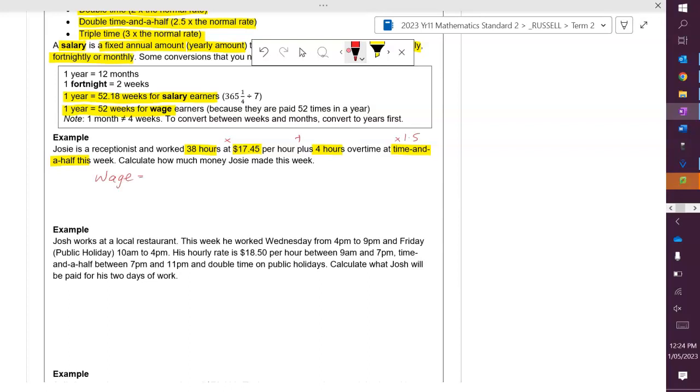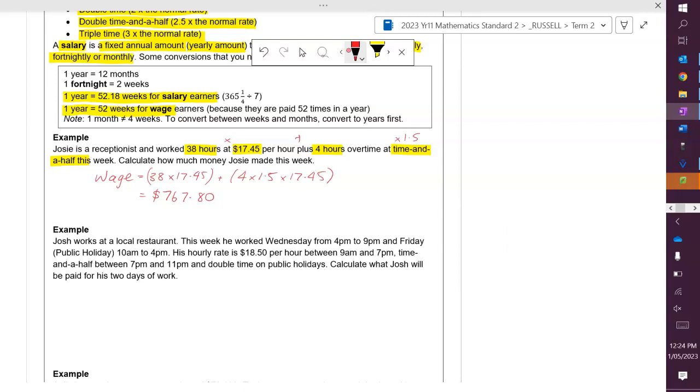So our wage is 38 times 17.45. And then we add on the overtime. So it was 4 hours at time and a half for what her hourly rate is. And if we put all that together, we get $767.80.